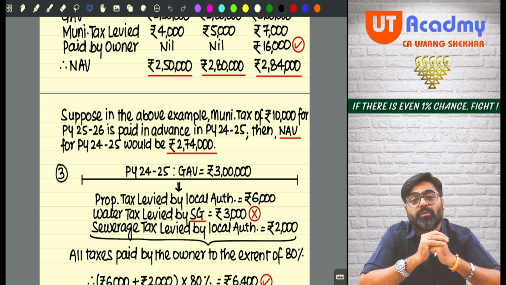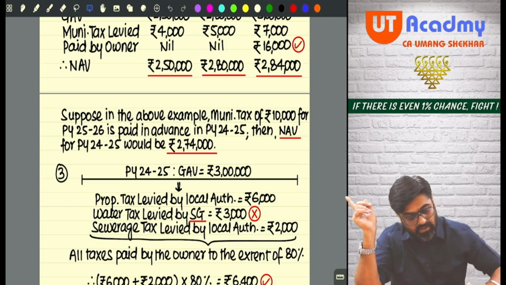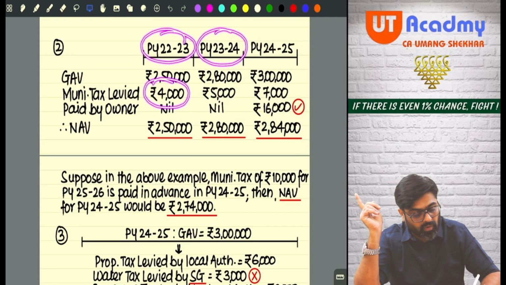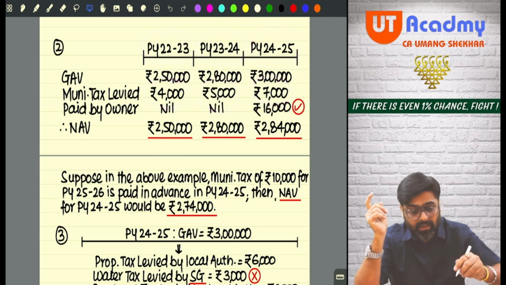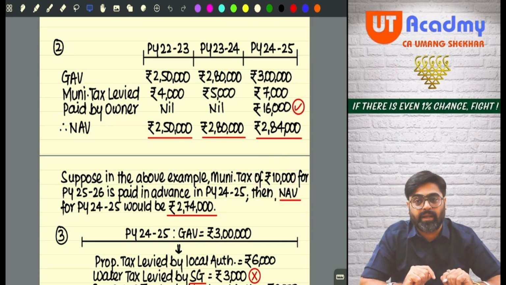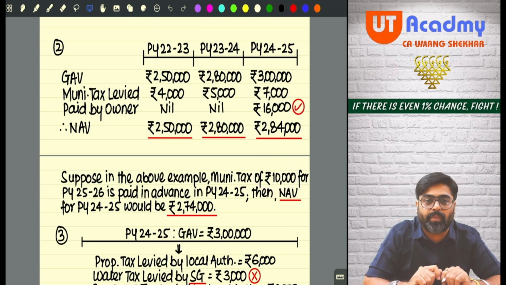So how much total municipal taxes did you pay in this year? For 22-23, 4,000 was there. 23-24, 5,000 was there. 24-25, 7,000 was there. And advance 10,000 municipal tax for the next year you also paid in this year. So total 26,000 you paid in this year.